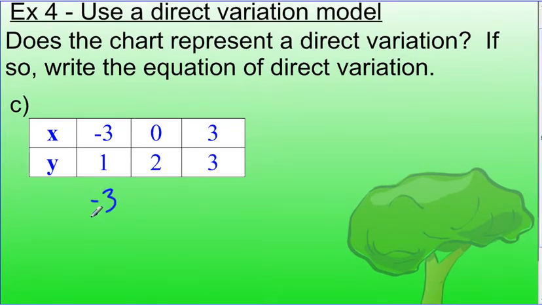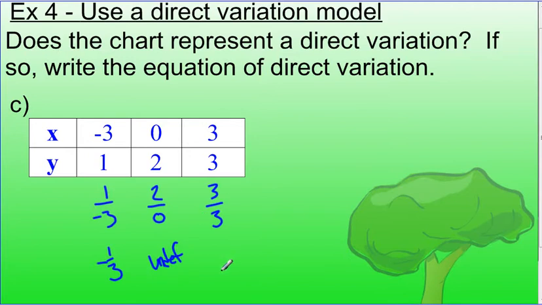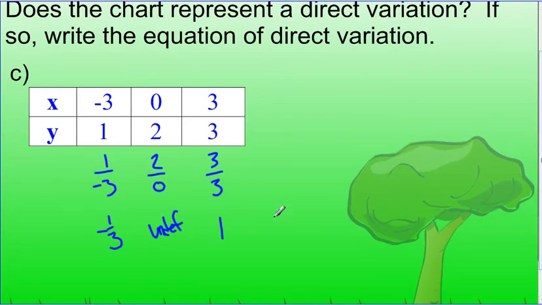So you get negative 3 over 1. I lied. Backwards. Y over x. 1 over negative 3. Y over x. So let's see. This is, well, that doesn't simplify. This is not even allowed. That's undefined. This is equal to 1. Did we get the same slope in all three of them? Heck no. This is not direct variation because we did not get the same slope with each of them.